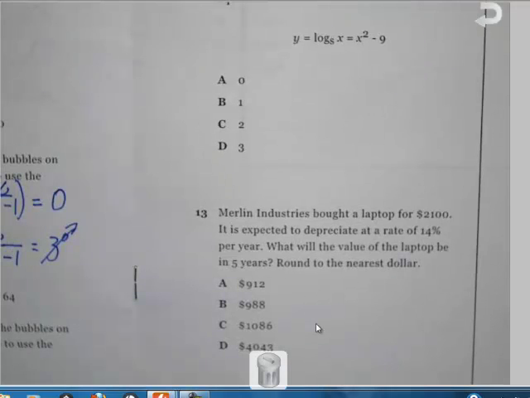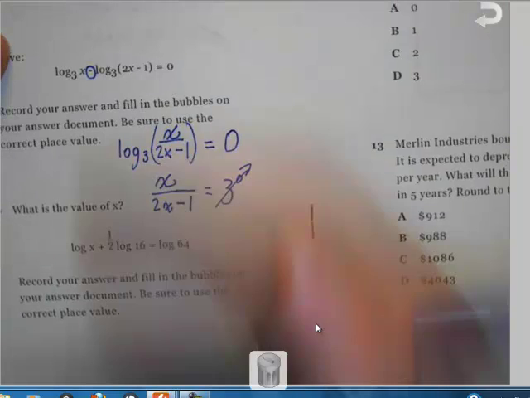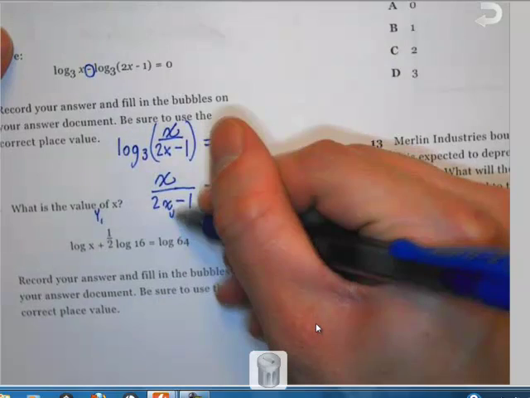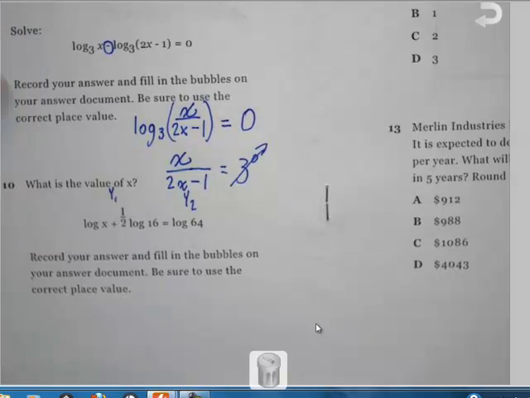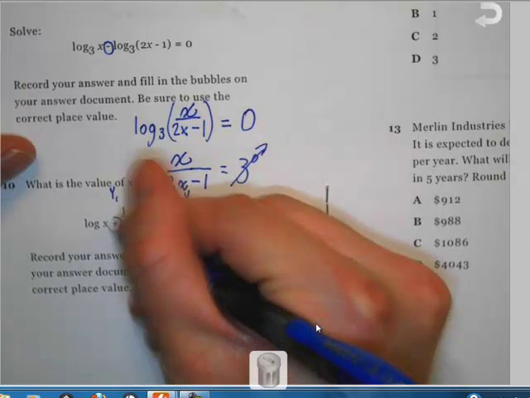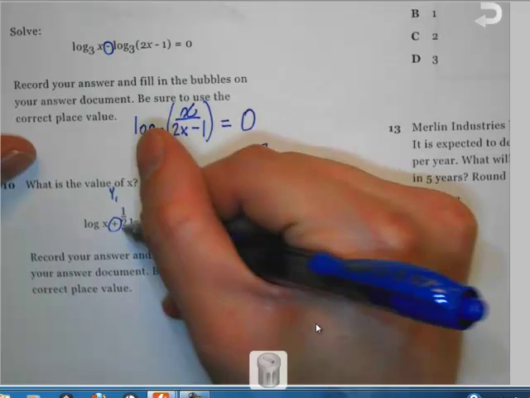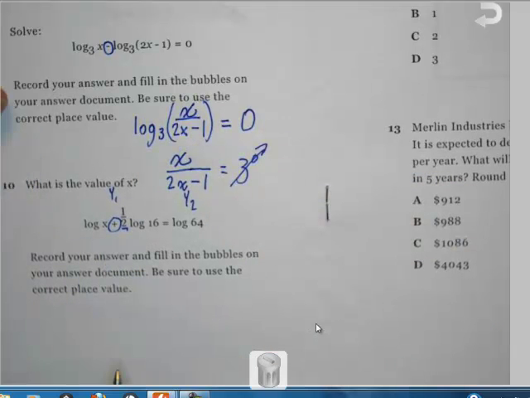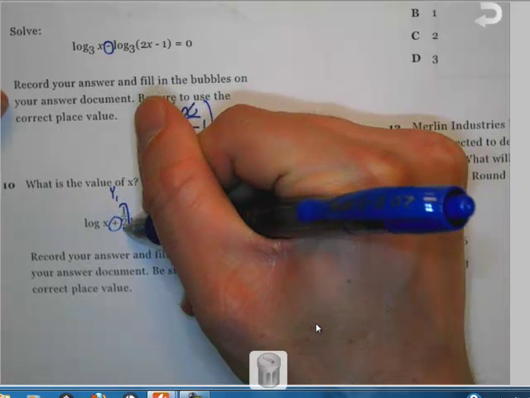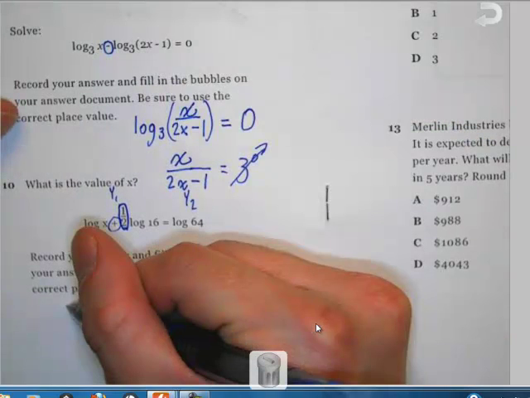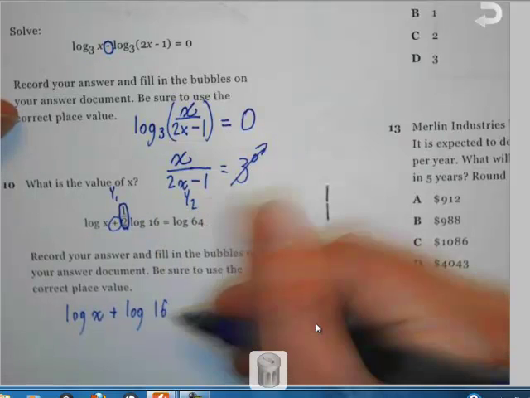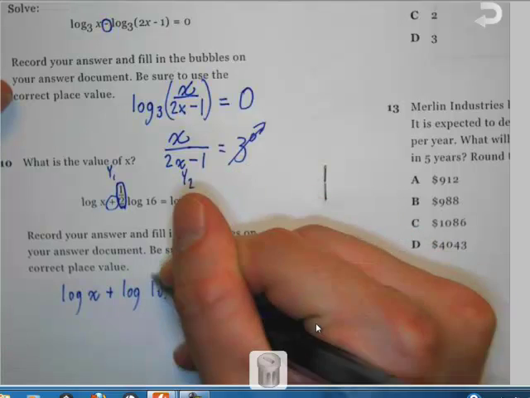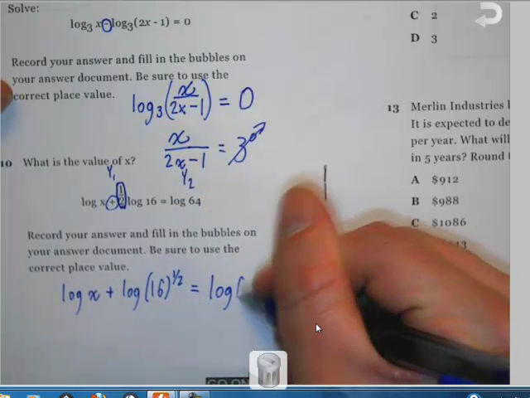Now, the same holds true for number 10. You could have plugged this in as your y1 and this one as your y2, but again, that's not very sporting. So what you would do is, here you have an addition symbol, but you also have the 1/2. You have to deal with the 1/2 as a multiplier. What you had to remember is that your coefficient of your log becomes an exponent. So now you have the log of x plus the log of 16 to the 1/2. Well, 16 to the 1/2 is a square root. That's the log of 4.